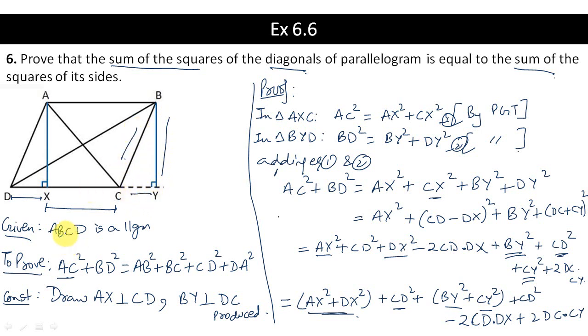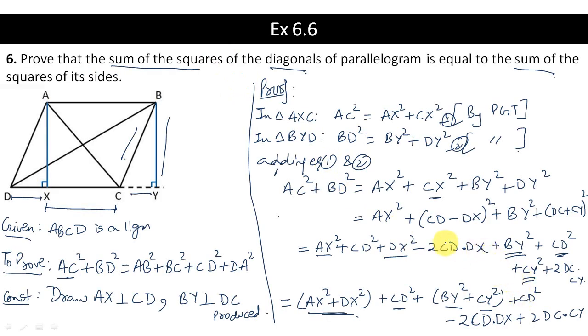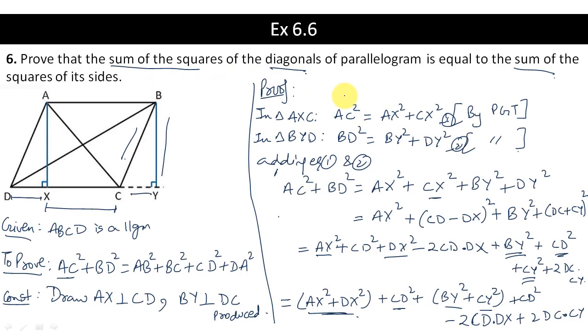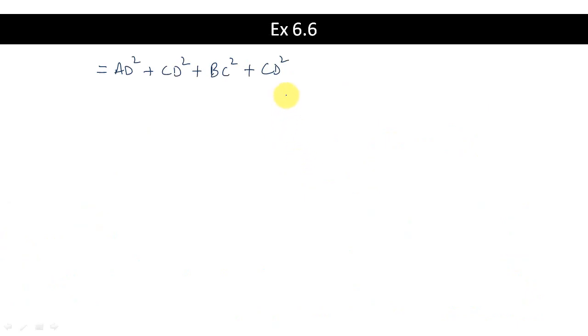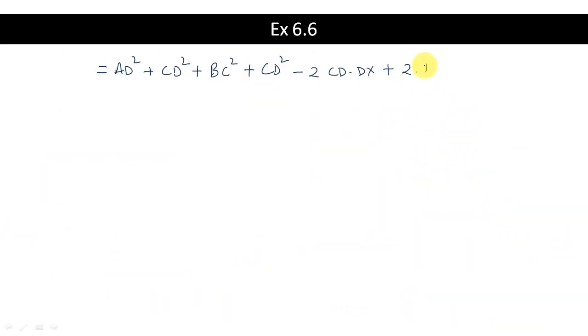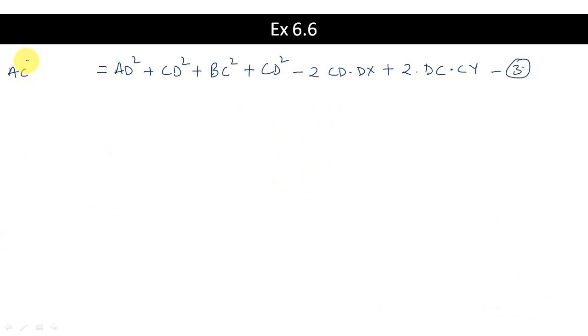This will be equal to BC square. This will be equal to BC square plus, next term is CD square, so it will be plus CD square. Next we have minus 2 times CD into DX plus 2 times DC into CY. Okay. So mark this as equation number 3. In the left hand side we have AC square plus BD square.